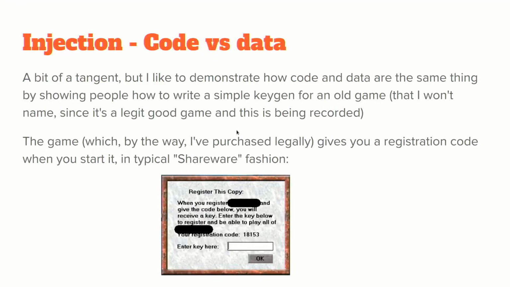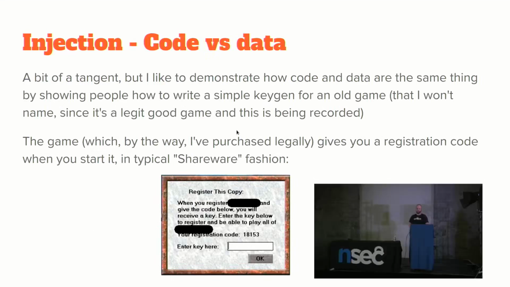There's this game I played when I was a kid, and I've since bought it, so don't worry. I won't name it because I'm on camera, but basically there's an old shareware game where it would pop up a box saying, register this copy. You download the game, or you get it on floppy disks. Floppy disks, for the kids in the audience, are these devices you buy at stores. You would install it, and it would say, you can play the first 3 levels, and the next 10 levels are not available because you haven't paid for the game yet.